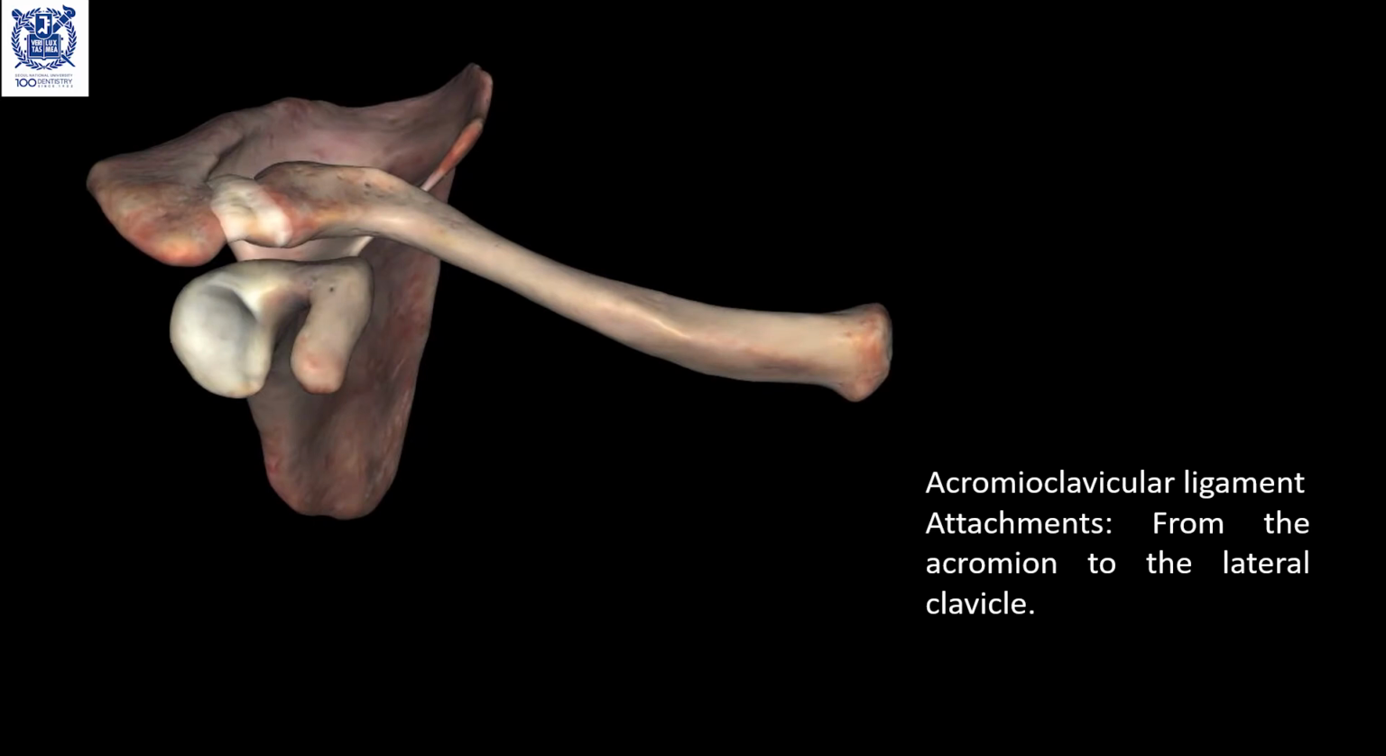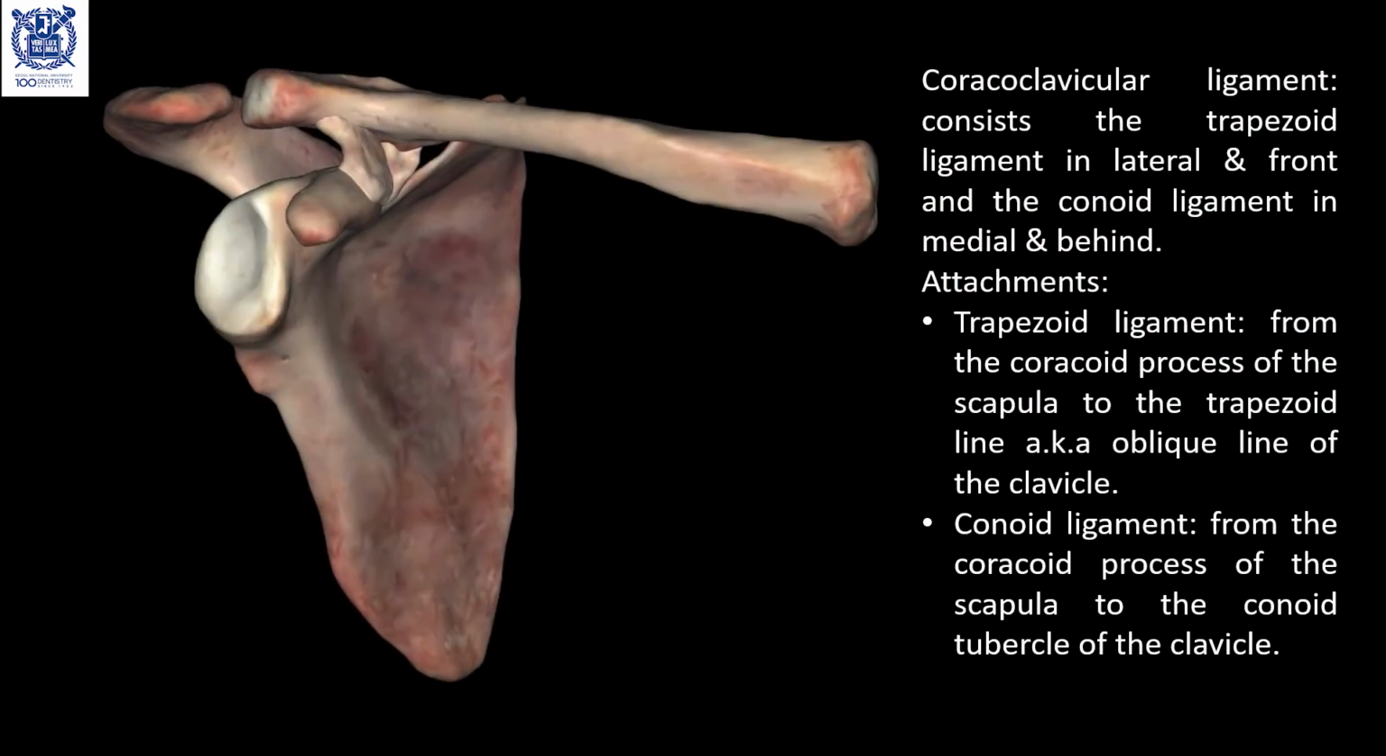Let's start with ligaments of shoulder region first. Acromioclavicular ligament. It is attached from the acromion to the lateral clavicle. Coracoclavicular ligament. This ligament consists of two ligaments. That is, one is trapezoid ligament, which is located in lateral and front, and the other is the conoid ligament, which is located in medial and behind.